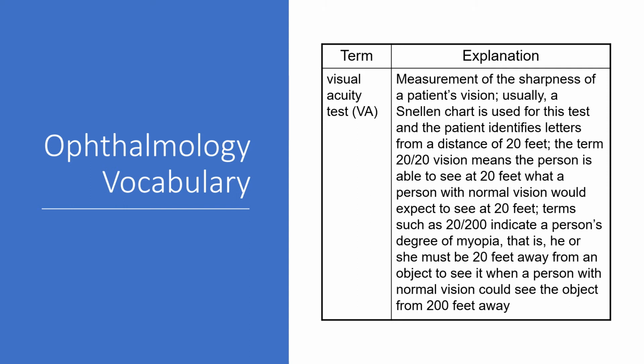Terms such as 20/200 indicate a person's degree of myopia. That is, he or she must be 20 feet away from an object to see it when a person with normal vision could see the object from 200 feet away.